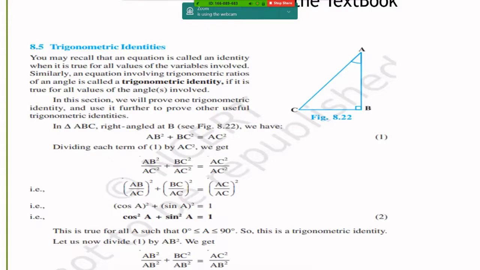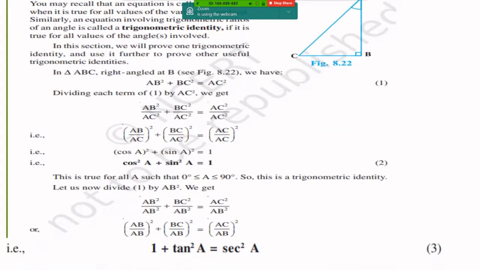So that is what is said. It is called an identity when it is true for all values of the variables involved. An equation involving trigonometric ratios of an angle is called a trigonometric identity. For any value of theta, it would remain the same. So as I told you, the first and the foremost one, and very important one, is cos square A plus sine square A is 1.